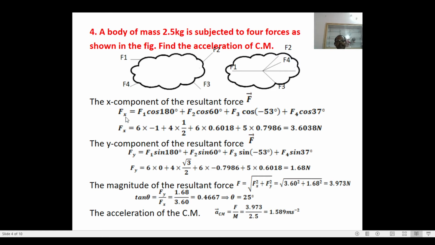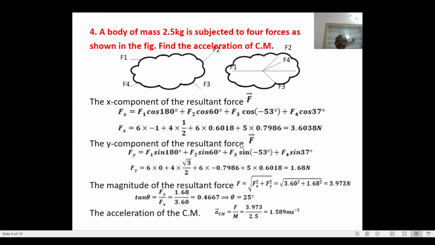Now x component Fx is equal to F1 cos 180 degree plus F2 cos 60 degree plus F3 cos of minus 53 degree plus F4 cos 37 degree. Fx is equal to F1 is 6, cos 180 degree is minus 1, plus F2 is 4, cos 60 degree is half, plus F3 is 6, cos of minus 53 degree is 0.6018, cos of minus theta is cos theta, plus F4 is 5 into cos 37 degree is 0.7986, which is equal to 3.6038 Newton.